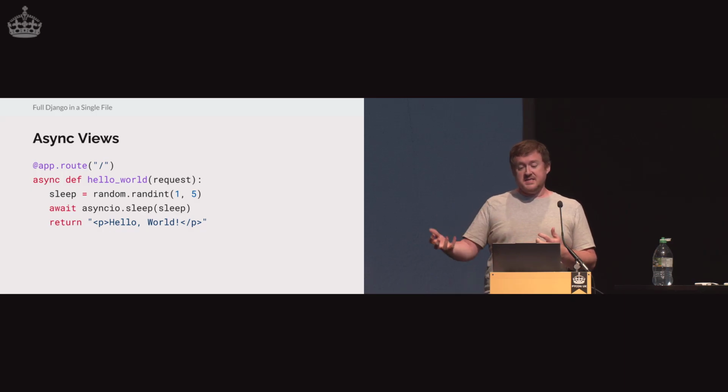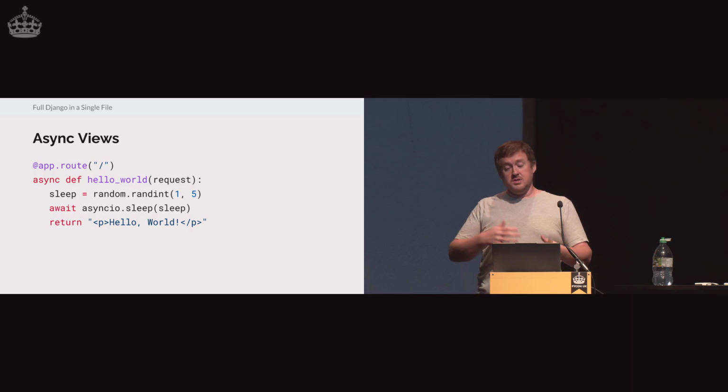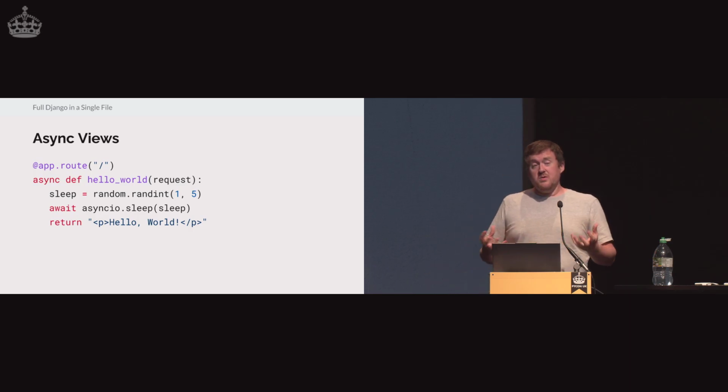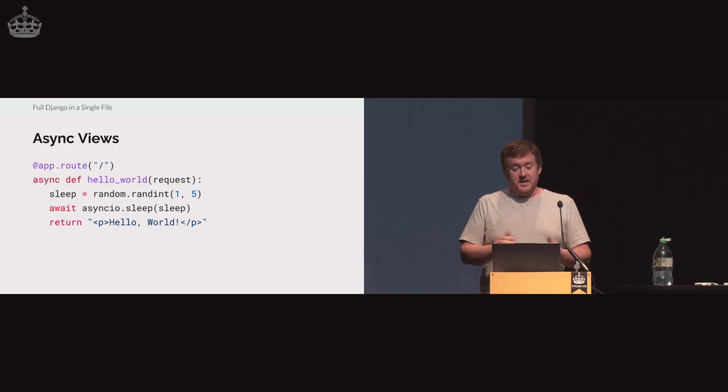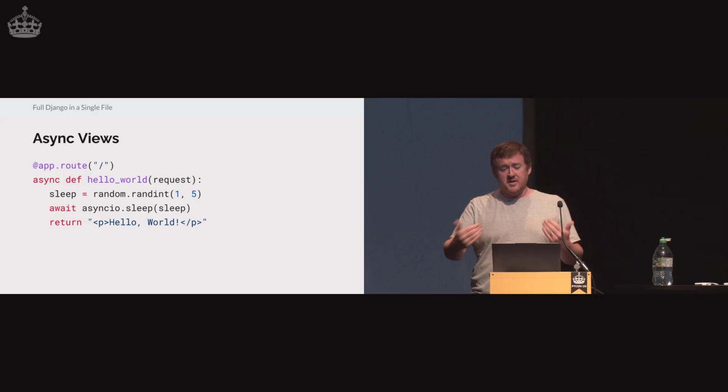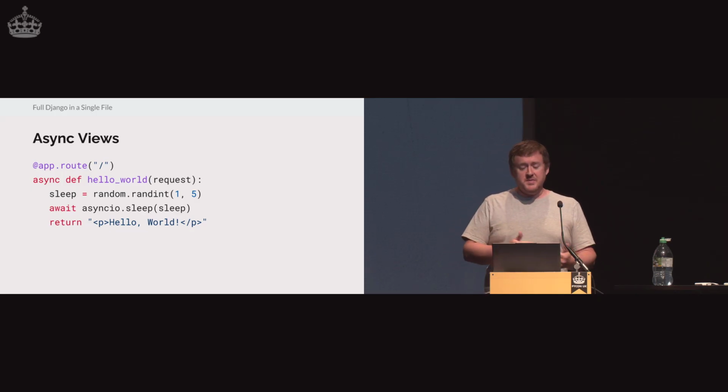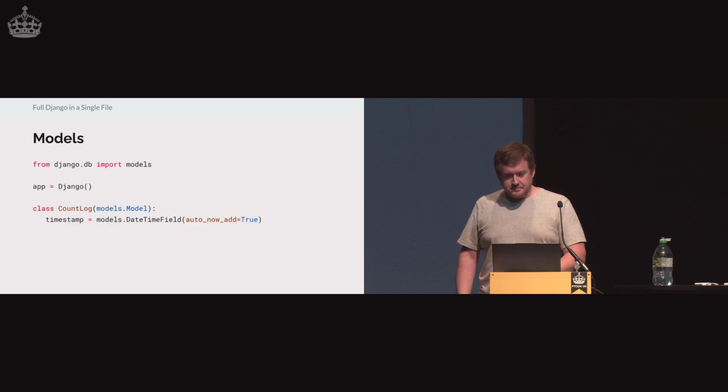So we just add async to the view definition, and nanodjango run and serve will use Uvicorn instead. So now we're at the same level as Flask and FastAPI, but the whole point of this project is that Django has batteries, and we want to use them. So let's create a model.